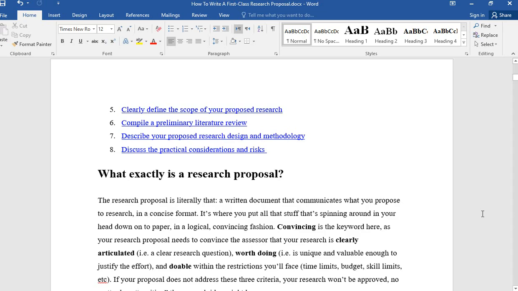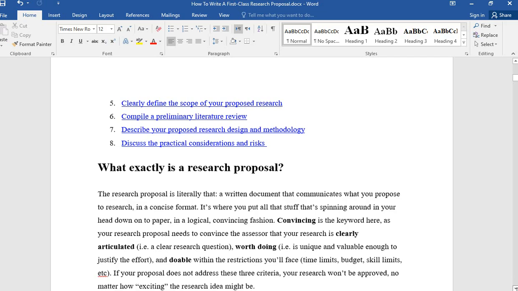Seven, describe your proposed research design and methodology. This is the third section, or as we call it, the third chapter, the research design and methodology, or we call it methodology or research method, the third chapter of your proposal. And eight, discuss the practical considerations and risks. So let's see, what are they?